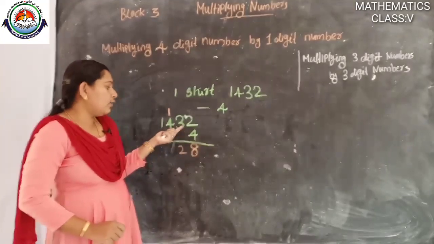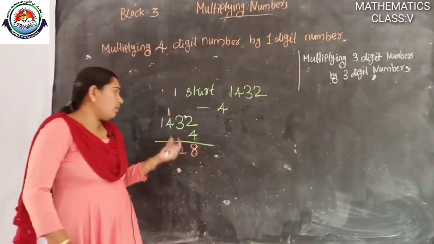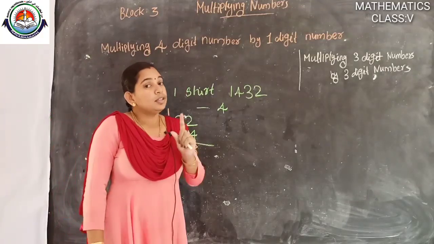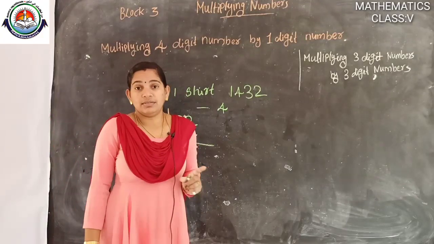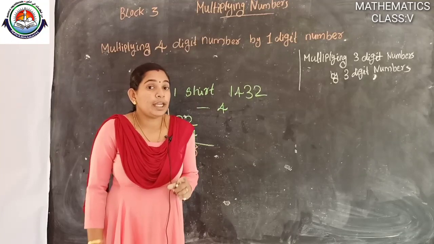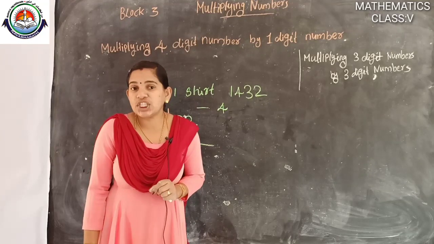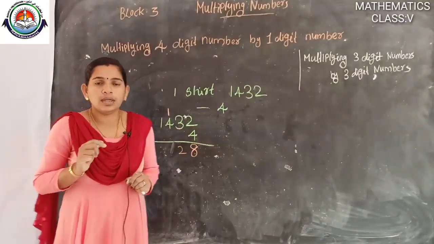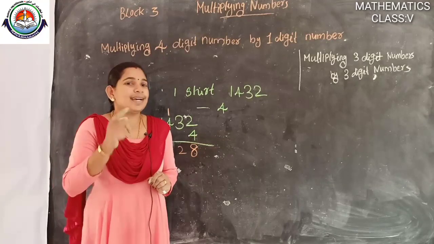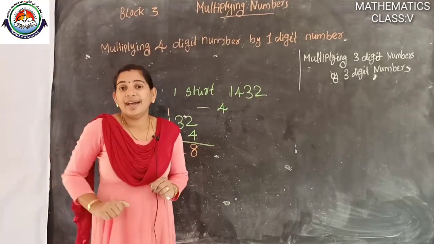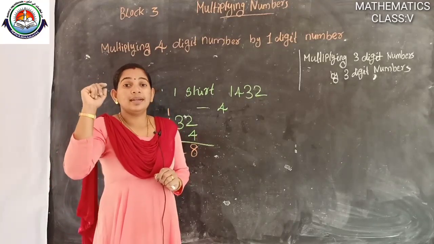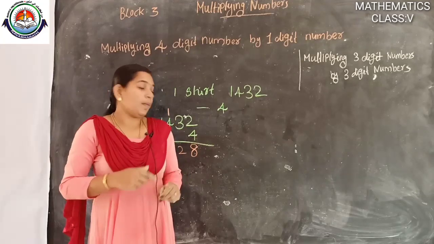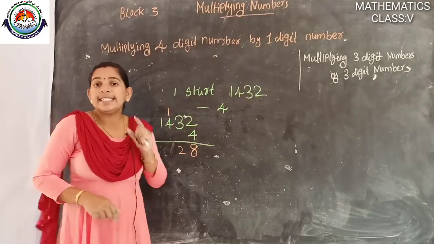Then 3 into 4, 12. We write 2 here, 1 as a carry. Then 4 into 4. Not 8. What is the value of 4 into 4? Yes, 16. We write 6 here and 1 carry. What's wrong here? Yes, I forgot to add the carry. How much carry here? 1. So 4 into 4, 16.